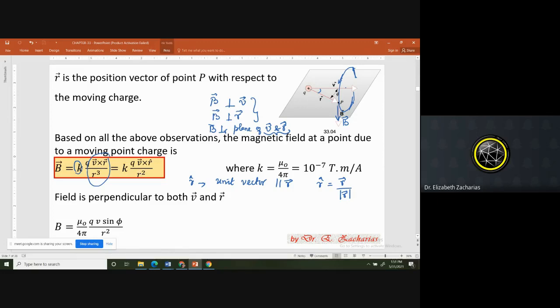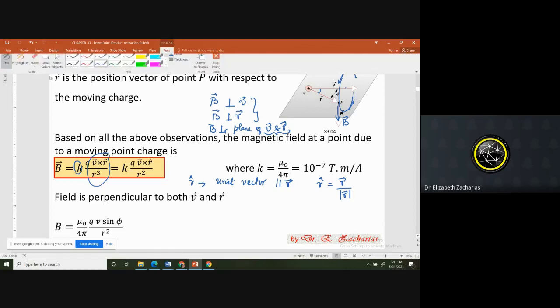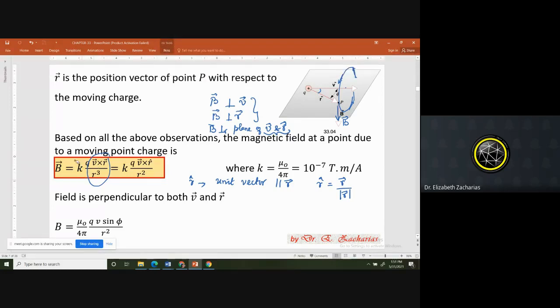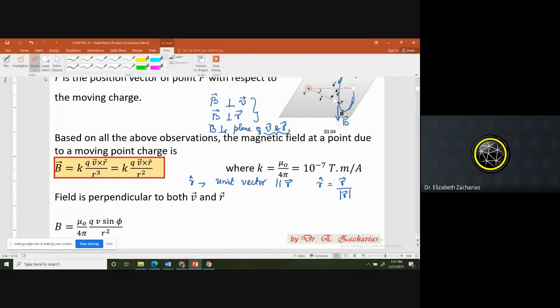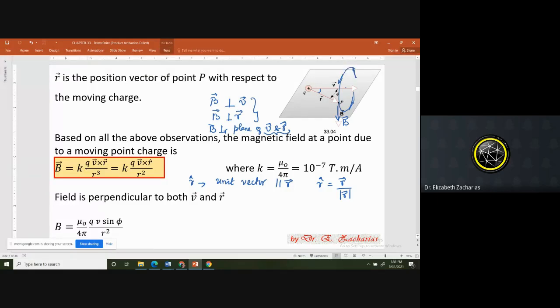Okay, now you see everything that we discussed will be satisfied by this particular equation. B proportional to Q, B proportional to V, B proportional to 1 by R square, B perpendicular to V and R simultaneously, B given by the right hand rule, and B proportional to sine phi. Everything is satisfied by this one equation. And this equation also shows that B is a vector.